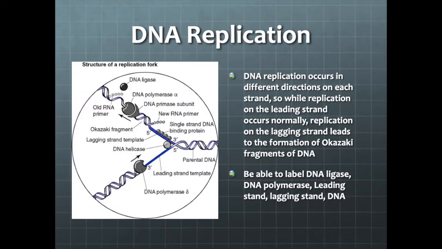Now, here's our picture. So DNA replication occurs in different directions on each strand. While replication on the leading strand occurs normally, replication on the lagging strand leads to the formation of Okazaki fragments of DNA. We should be able to label ligase, DNA polymerase, leading strand, lagging strand DNA, and our 5' and 3' ends.